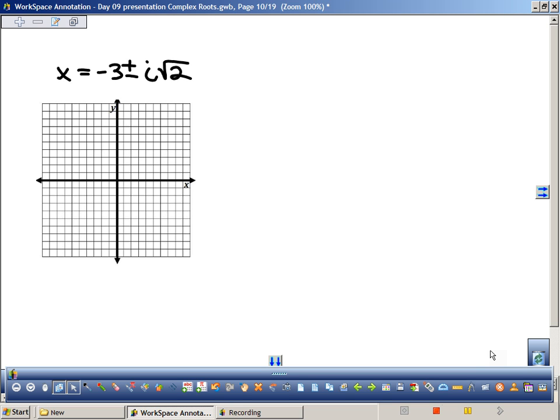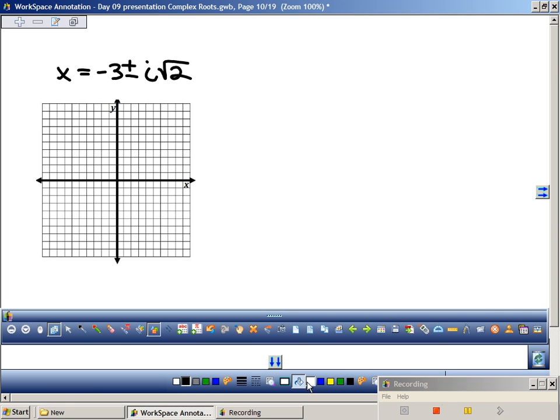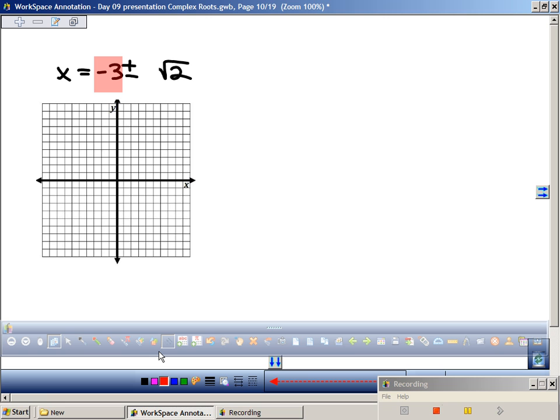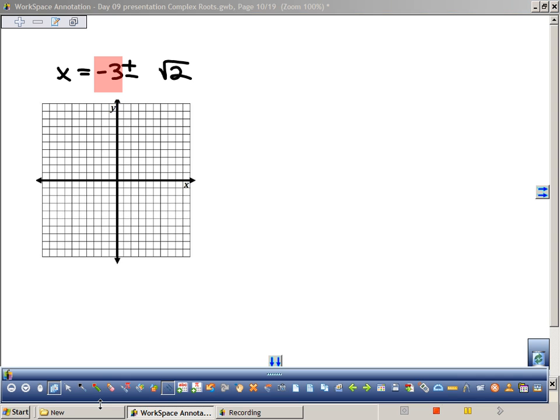So we talked about this yesterday, or was it the day before? I can't remember. I'm going to cover this up. What would that mean? What's this part mean? What is it? It represents something. It's your axis of symmetry. Remember that?